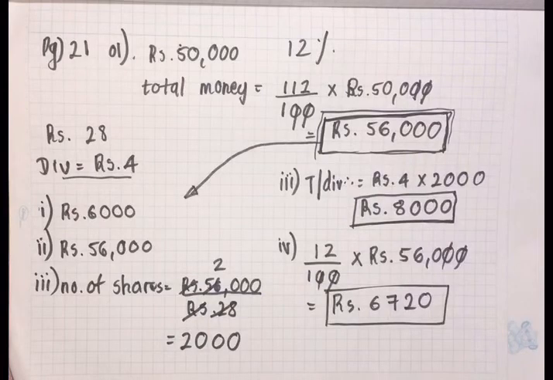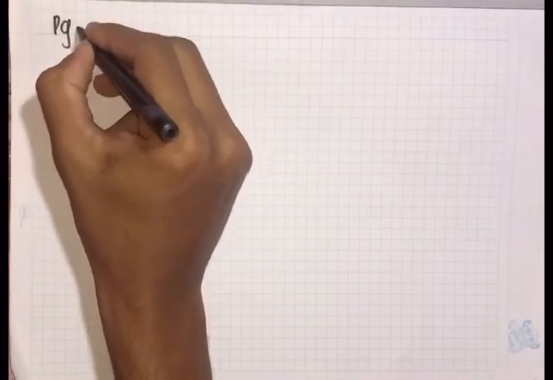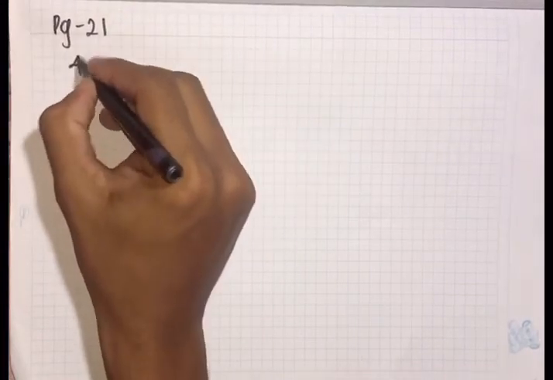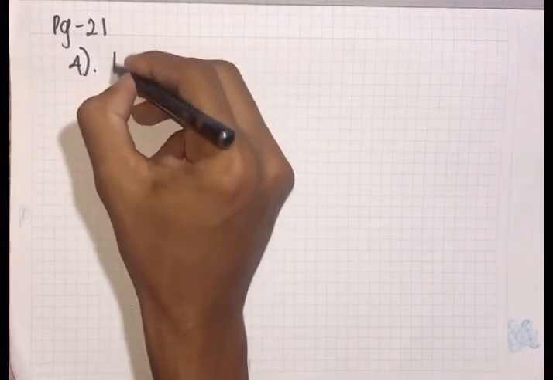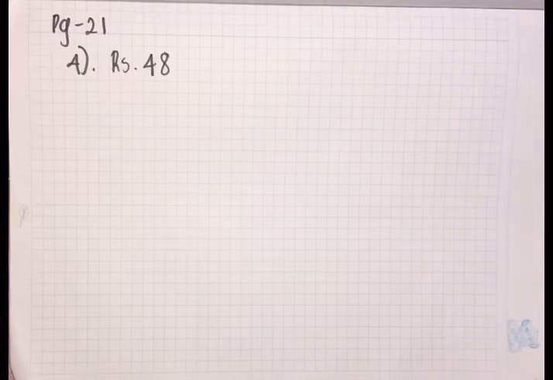And then one more question. We'll move on to the fourth question, same page number 21. Page 21, fourth. I'll read the question. Upul invests in a company by buying shares when the market price of a share is 48. Now this person is buying at 48 rupees. He plans to sell the shares when the market price has increased sufficiently.